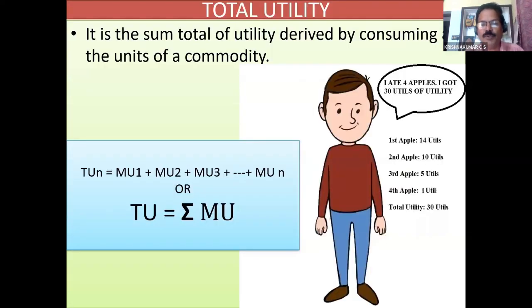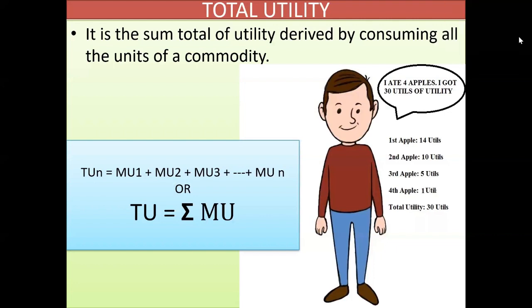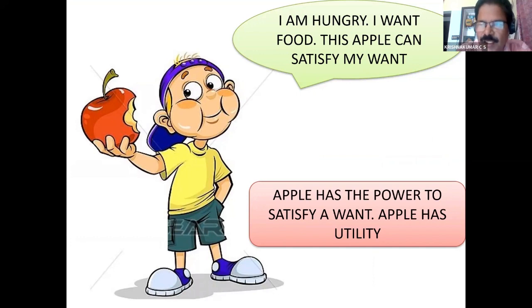Now, the total utility and marginal utility concepts. What is total utility? It is the sum of the utility derived by consuming all the units of a commodity. Suppose 5 apples are there. From the first apple, you get 10 utils, second one 8, third one 6, next one 3, next one 2. If you add all up, you will get the total utility. So it is the sum total of the utilities derived by consuming all the units of a commodity. That is what we call total utility.